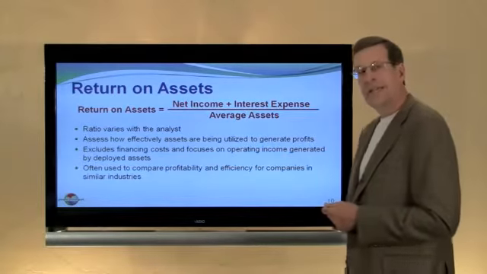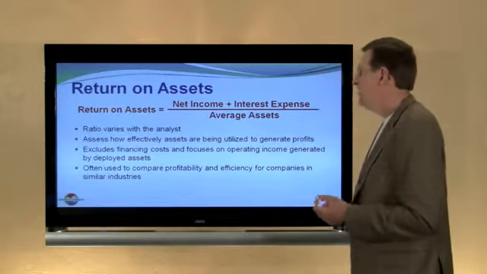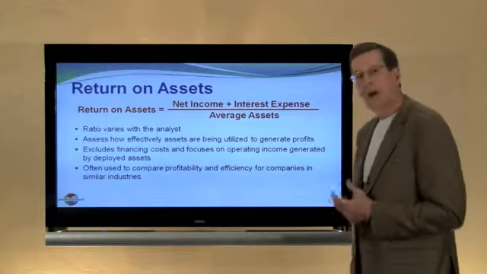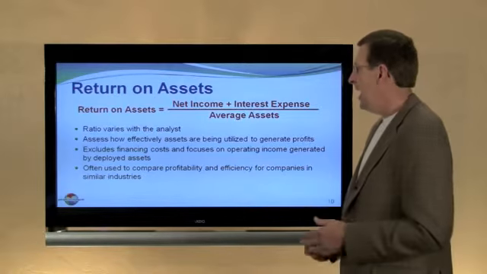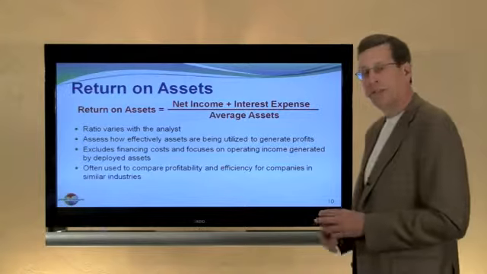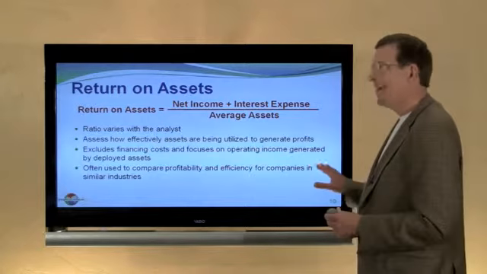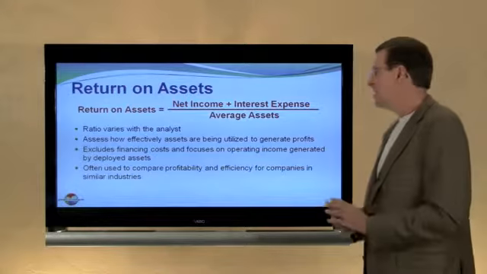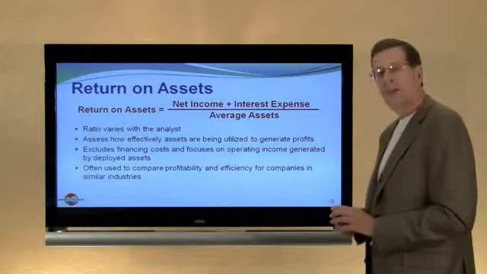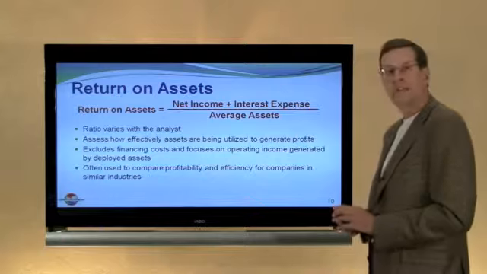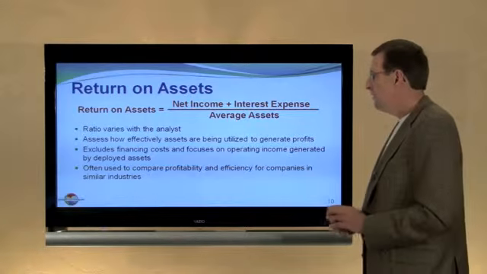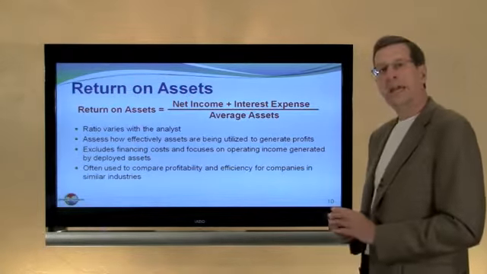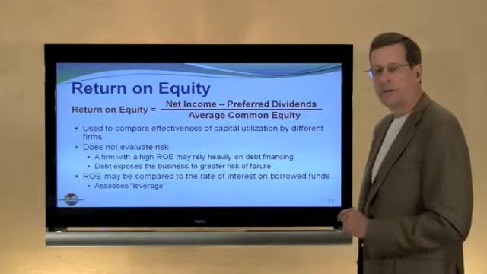Return on assets is net income plus interest expense divided by average assets. The calculation of the ratio varies by analyst. You may see a little bit different twist on this in other textbooks. It assesses how effectively assets are being utilized to generate profits. Notice that it excludes financing costs and focuses on operating income, hence we're adding back the interest cost to the net income. It's often used to compare profitability and efficiency for companies in similar industries.